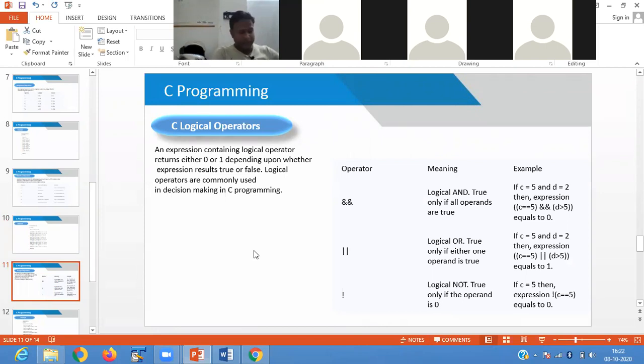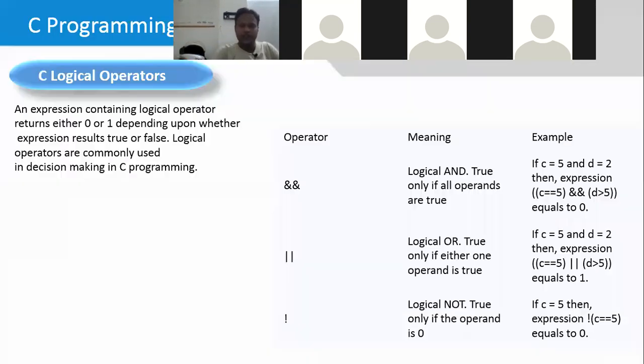Logical operator. Already we covered that logical operator. Logical operator contains three parts: and, or, not operator. And means if both the conditions are true, it returns true. Or means if any one condition is true, it returns true. Not means if your condition is true, then it returns false. If your condition is false, it returns true. That is your logical operator.